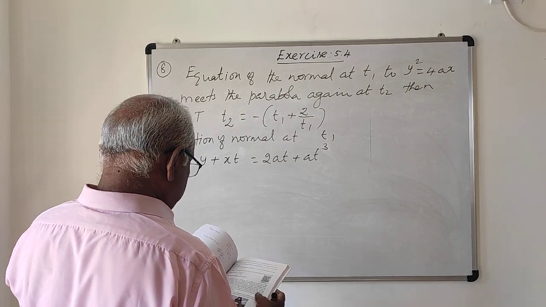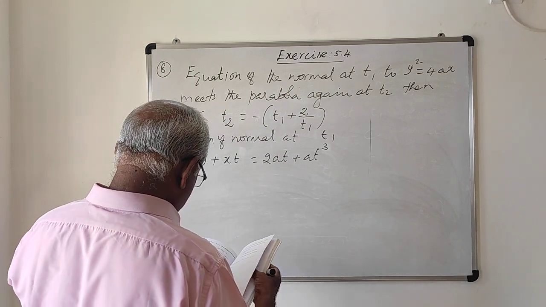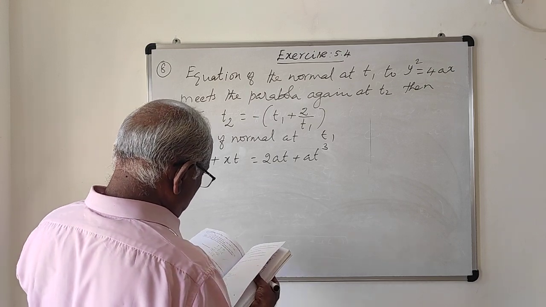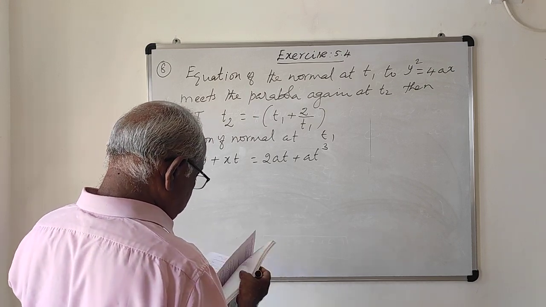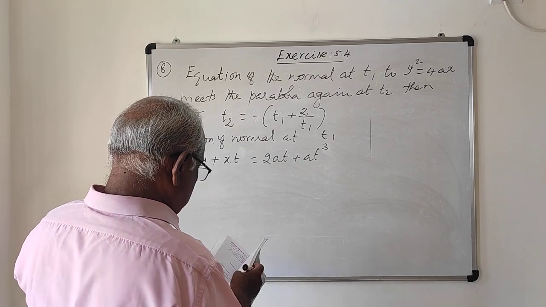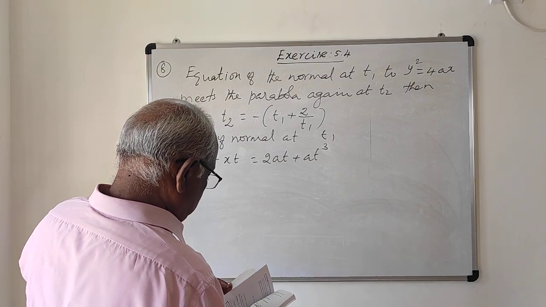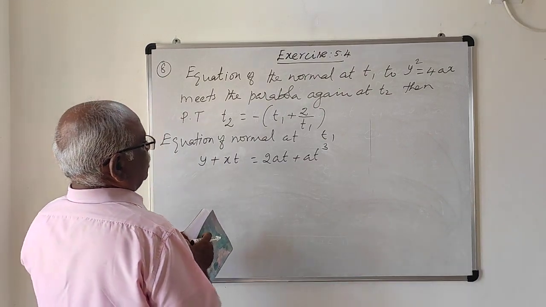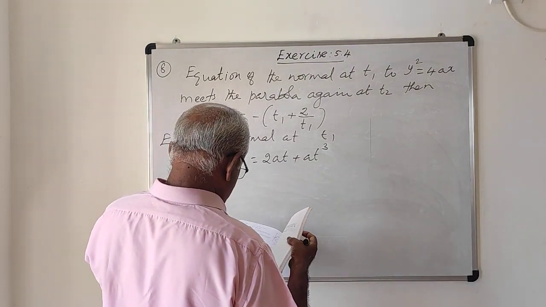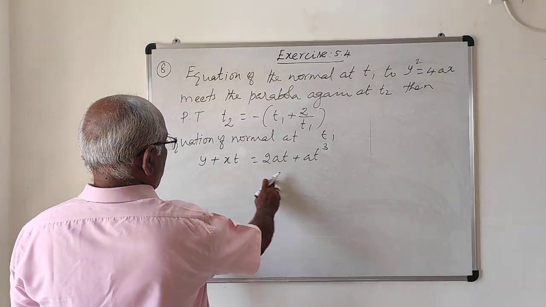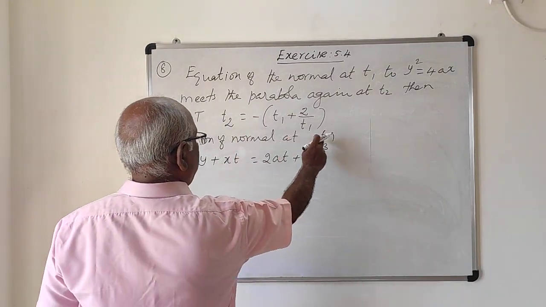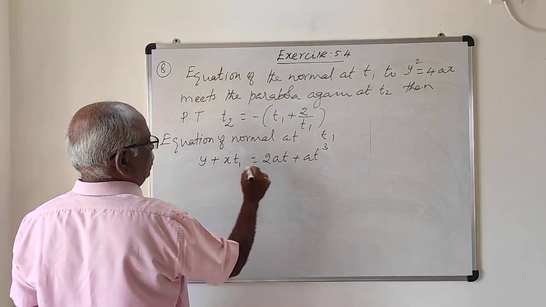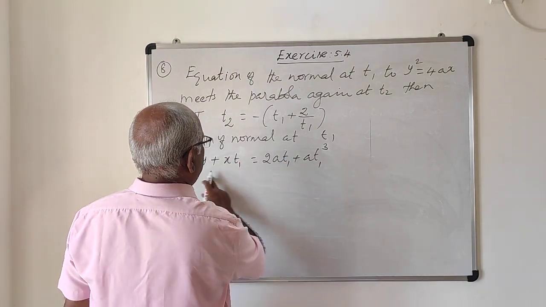You know that the equation of the tangent at t is ty equal to x plus at square, which we have seen, and the normal is y plus xt equal to 2at plus at cube. This is the equation of the normal at t. The normal at t1 we want, that is y plus x t1 equal to 2a t1 plus a t1 cube. This is the equation of the normal at t1.